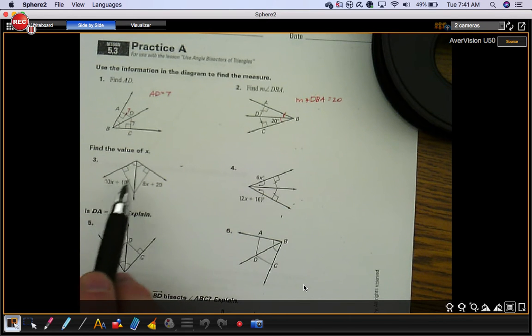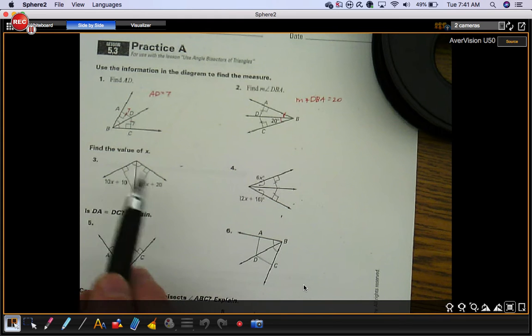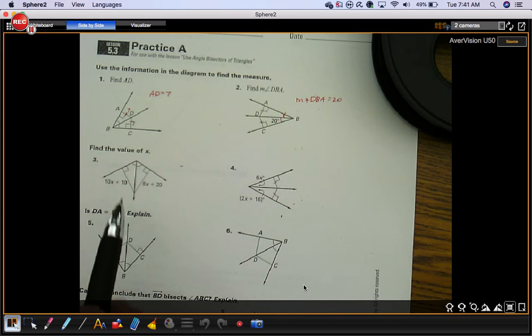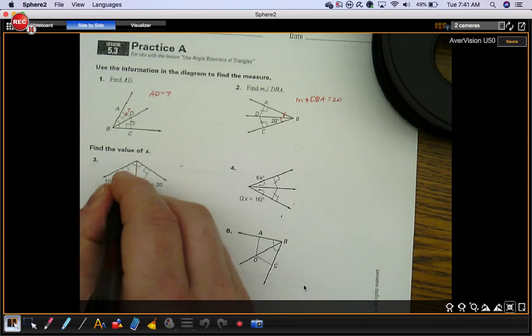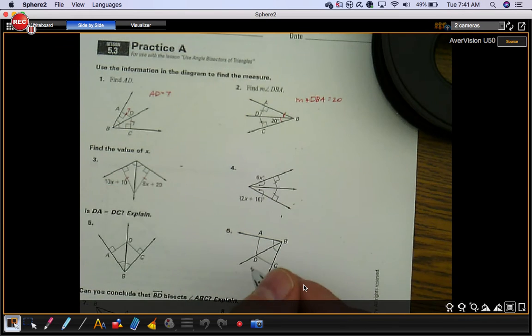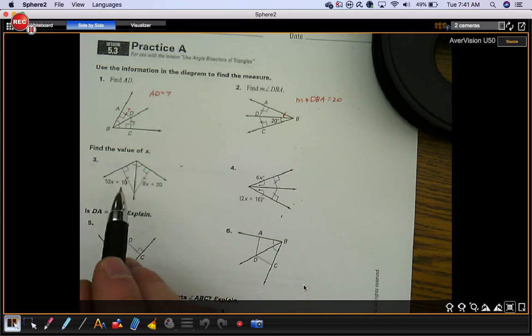We're going to find the value of x. We have an angle that's bisected. What are the lengths of these segments? Well, we don't know what they are, but we know they're the same. Set up an equation, solve for x.